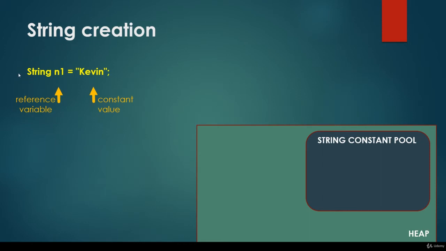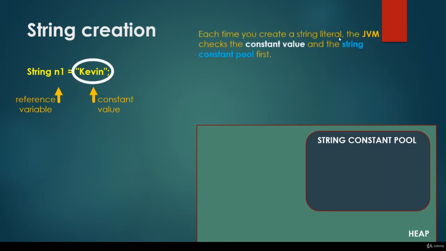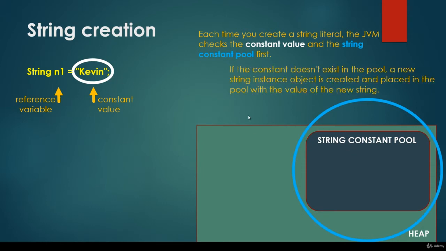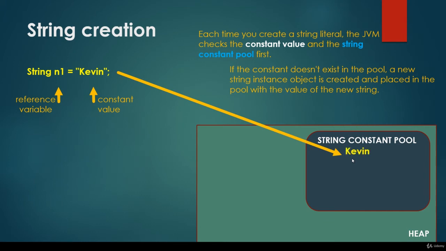Let's take a look at a concrete example. What's going to happen if we create a new string with the value Kevin? Kevin is the constant value, and of course we have a reference variable, in this case n1. Each time you create a string literal, the Java virtual machine checks the constant value in the string constant pool first. Because Kevin is not present in the string constant pool, the Java virtual machine is going to insert Kevin into the string constant pool. Okay, so there's going to be a Kevin in the string constant pool.